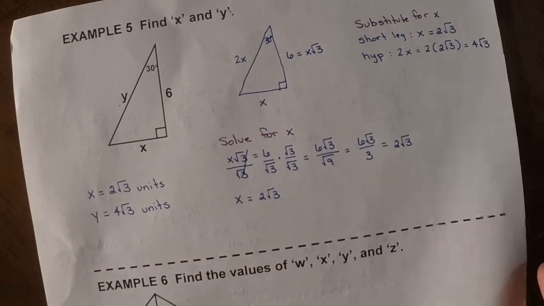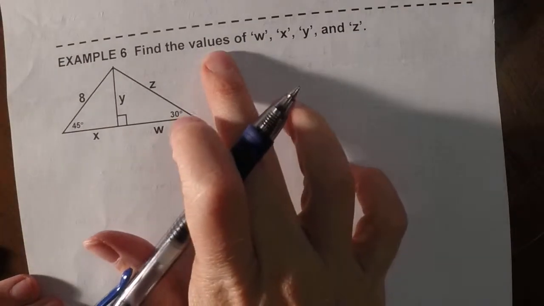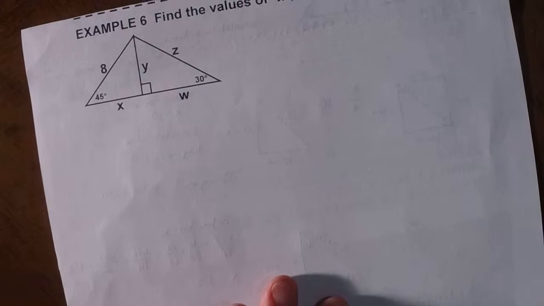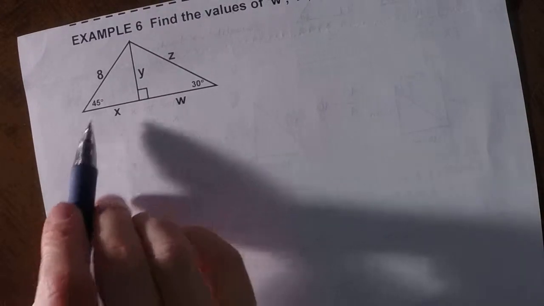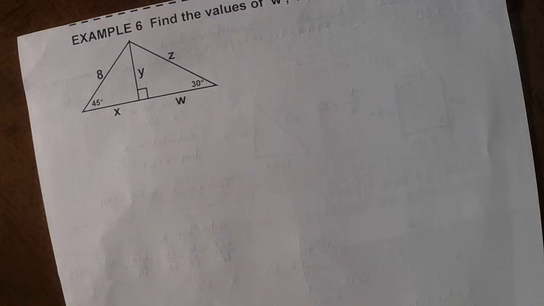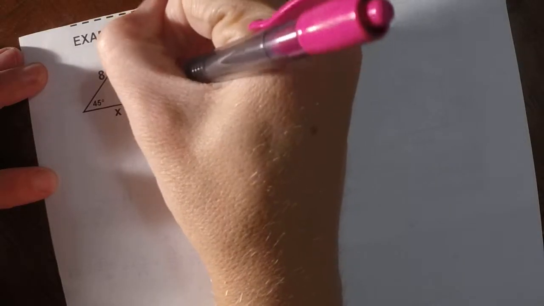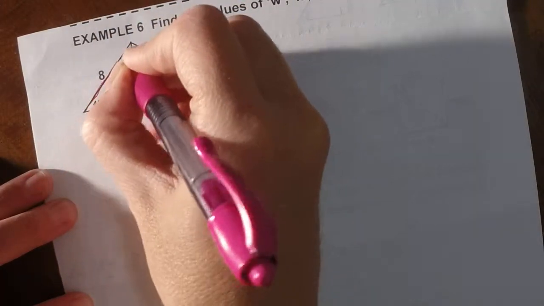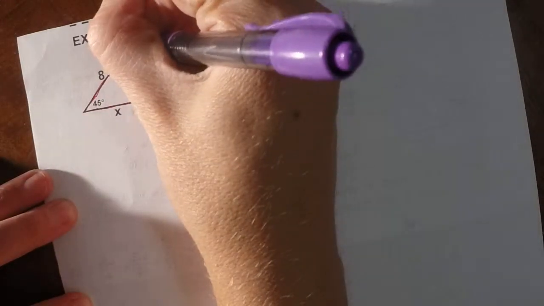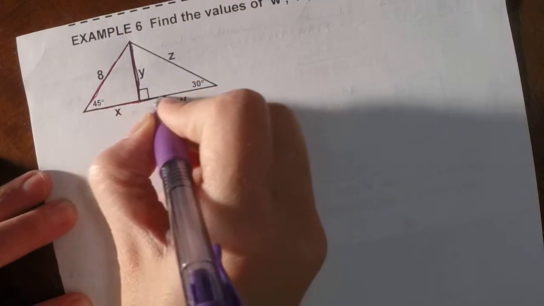So example 6, we have 4 things that they're expecting us to find. We've got an x, a y, a z, and a w. Let me fold this again. So in this picture, you should notice that there's actually 2 triangles. I have a 45, 45 over here, and then I have a 30, 60, 90 over here. So if this is my 45, 45, see if I can kind of highlight it in pink for you, and then over here is my 30, 60, 90 on the right.